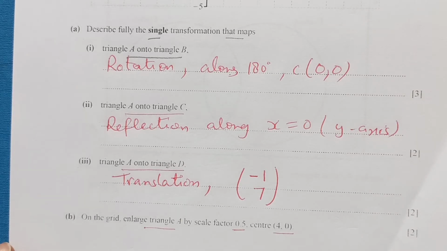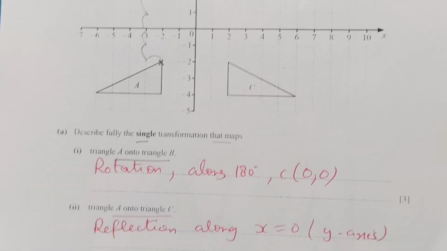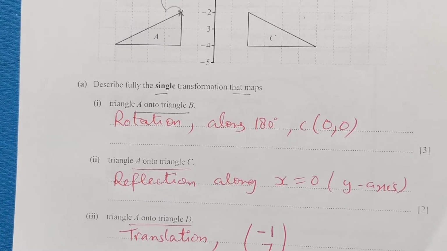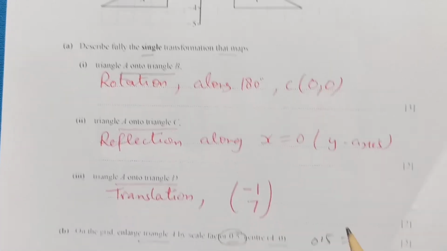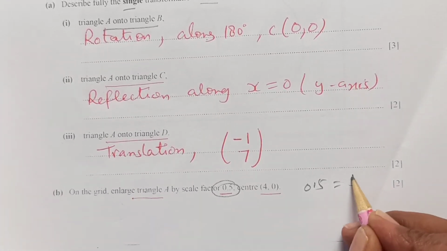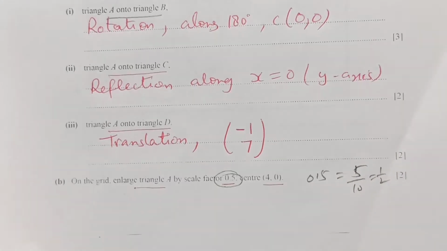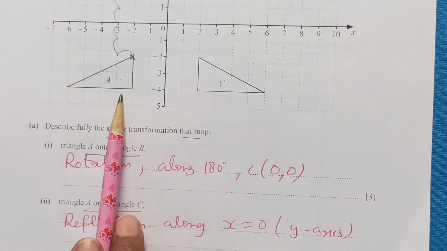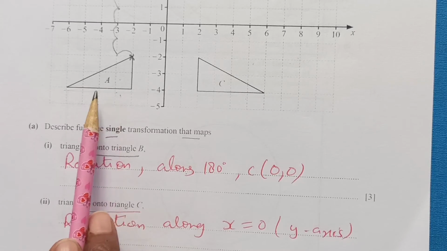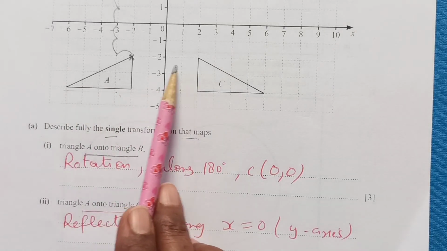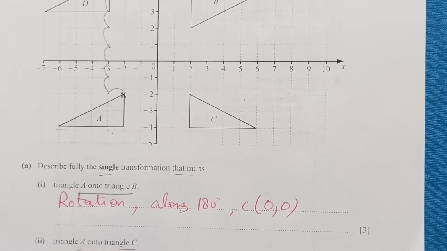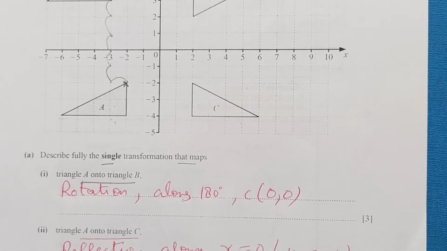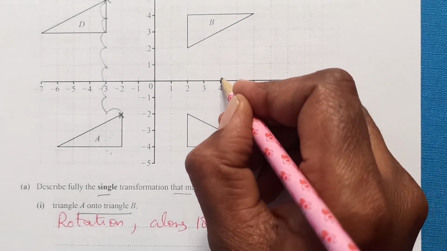So let's see how to do that. Okay, so to enlarge this shape, its scale factor is 0.5. So 0.5 means this is 5/10, that is half. So we are making this shape half. So if we have 4 units here, we should have 2 units along the x-axis for the enlarged shape. So for the scale factor, the center is (4, 0). (4, 0) is this point here.